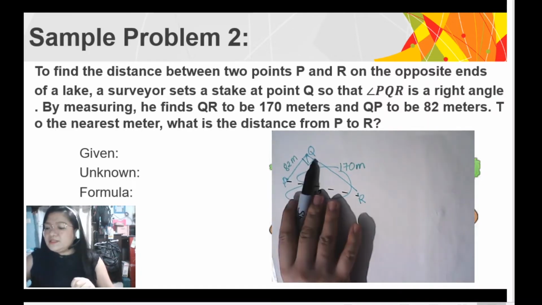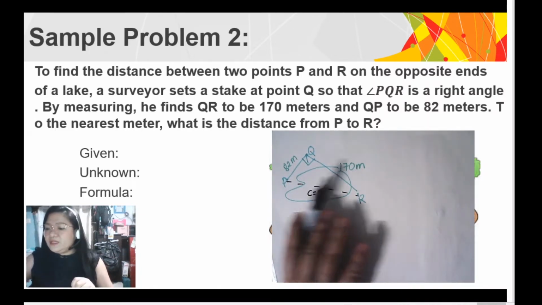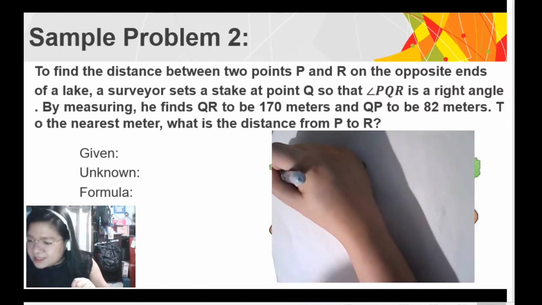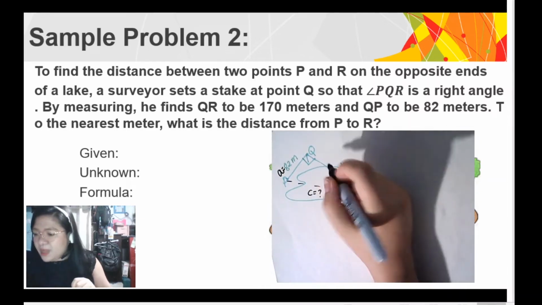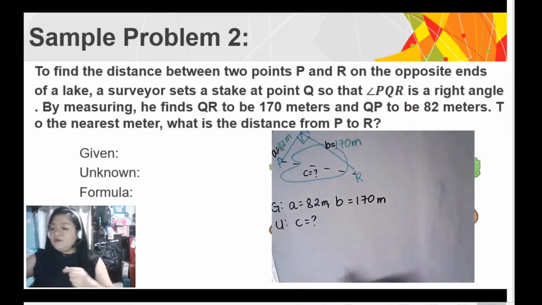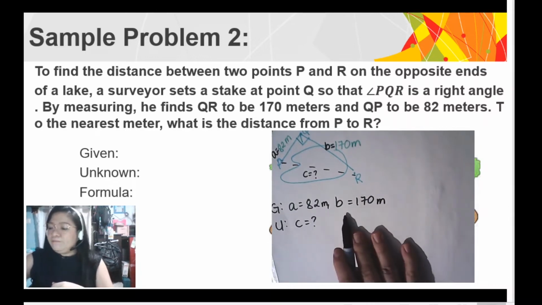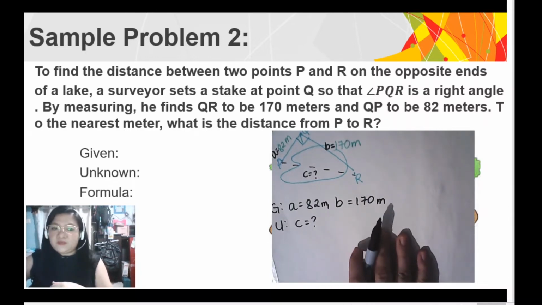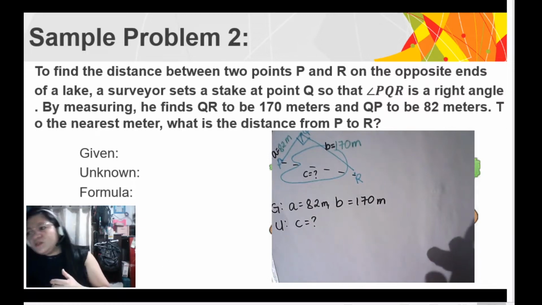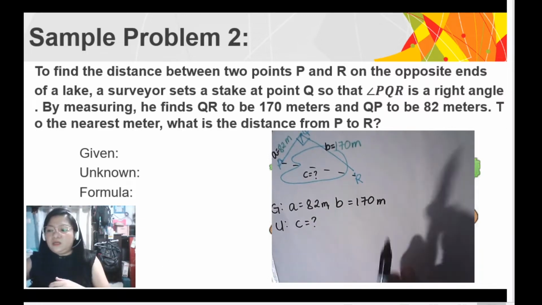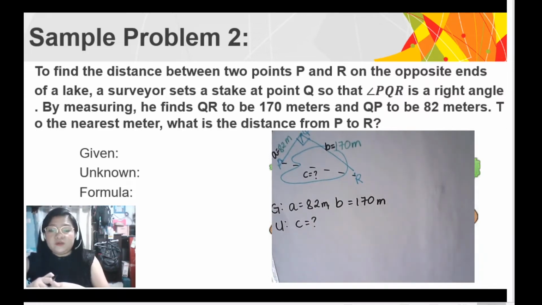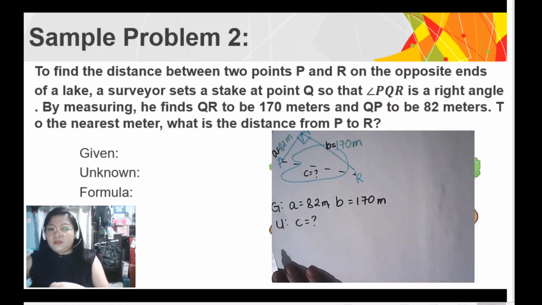Our legs are 82 and 170. So let us name this as A and this will be our B. Our given are 82 meters for A and 170 meters for B. Is there a difference when we are putting our units when we are solving using the Pythagorean Theorem?